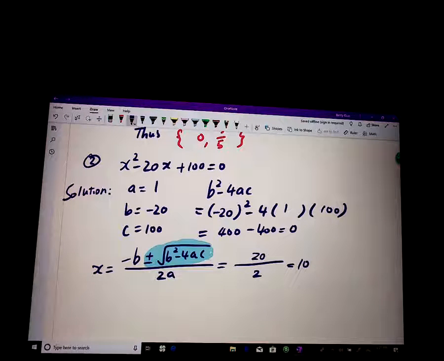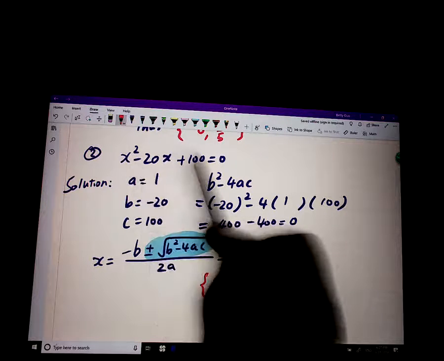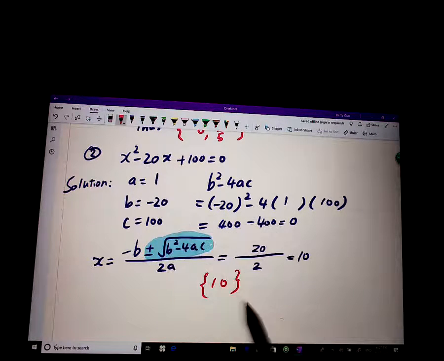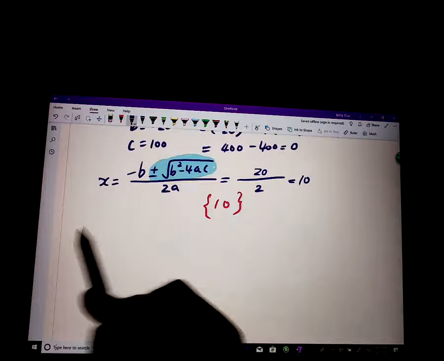So the one solution, again, is 2 identical solutions, okay? The one real solution is 10. You conclude the solution set only contains 1 number, which is 10. If you apply the factoring method, you would end up with the same thing. Number 3.